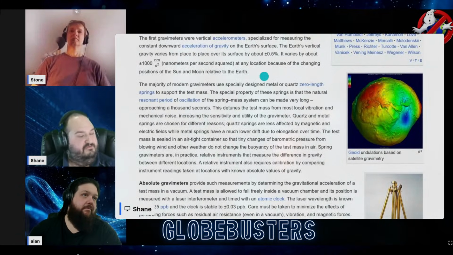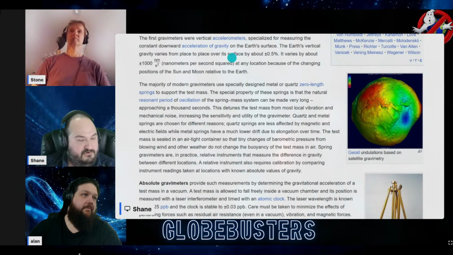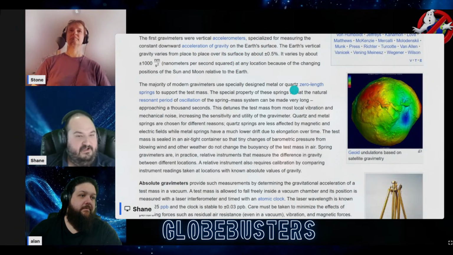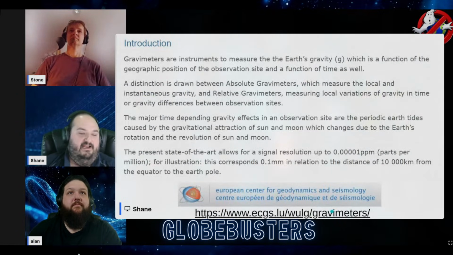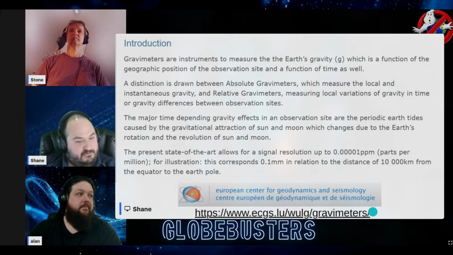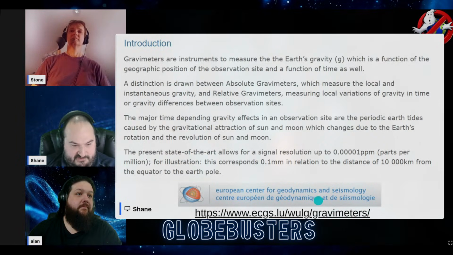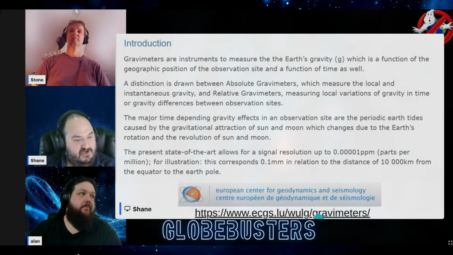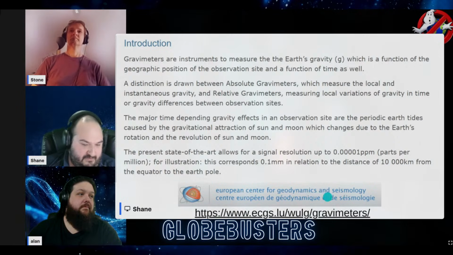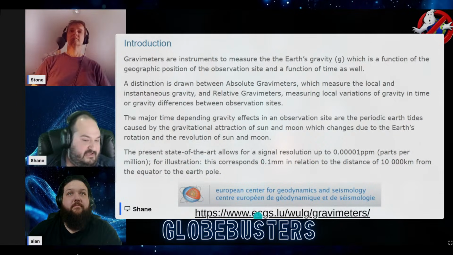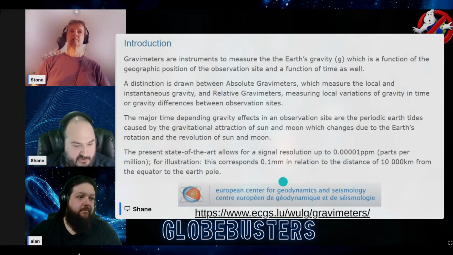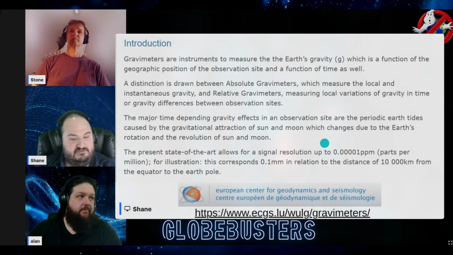The first gravimeters were just vertical accelerometers, dropping a test weight and then measuring the difference at which it drops. Quickly, we'll go through some of the scientific references here, because they talk about absolute gravimeters, relative gravimeters, and what each one measures. This is an excerpt from the ECGS, which is just the European Center for Geodynamics and Seismology.